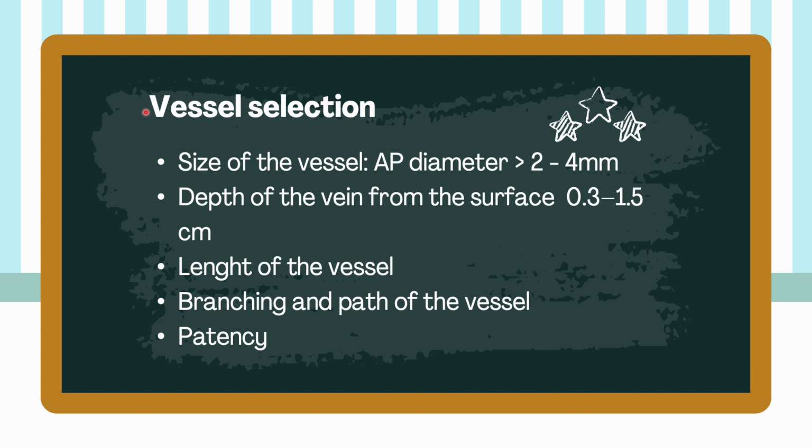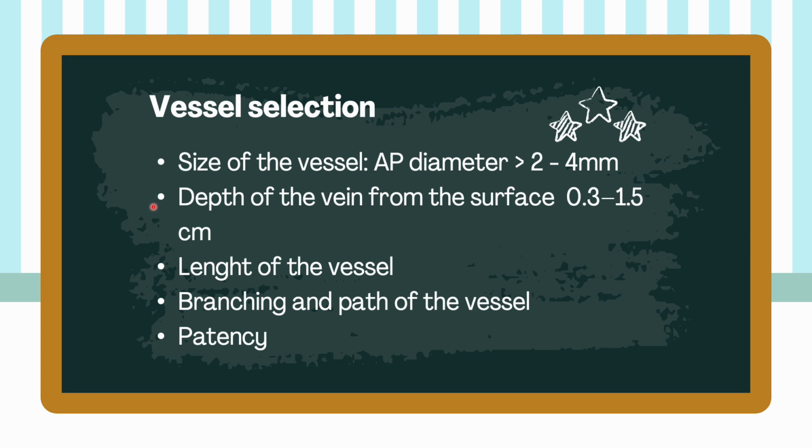Selecting the appropriate vessel increases the chance of cannulation. Vessels with an anterior-posterior diameter of 2 to 4 millimeters increase the chance of success, and there's an even greater chance of success in vessels that are greater than 4 millimeters in diameter.